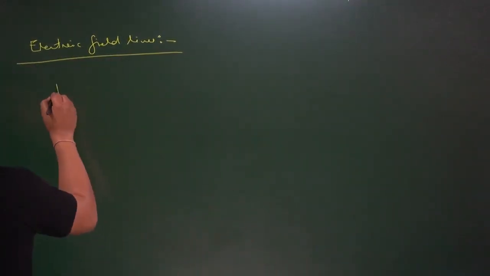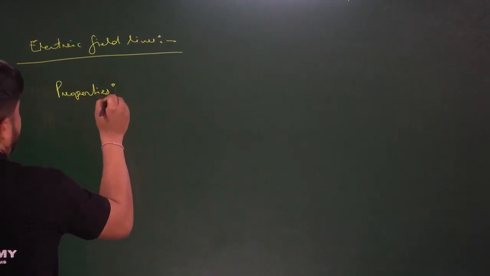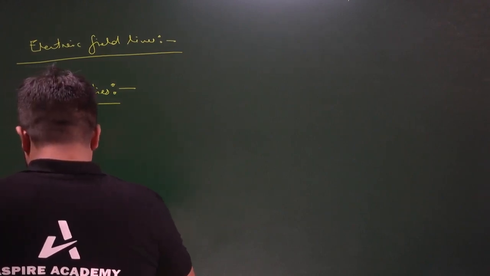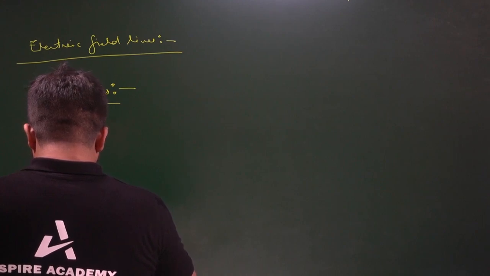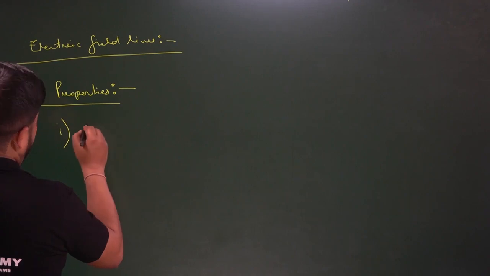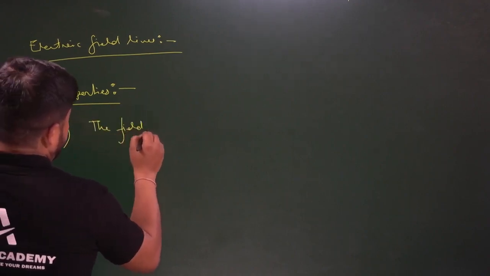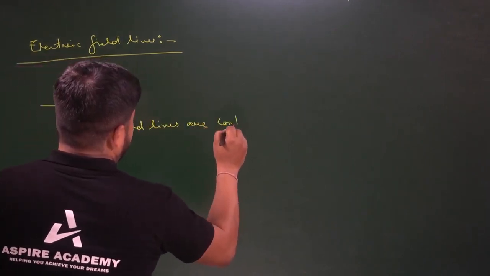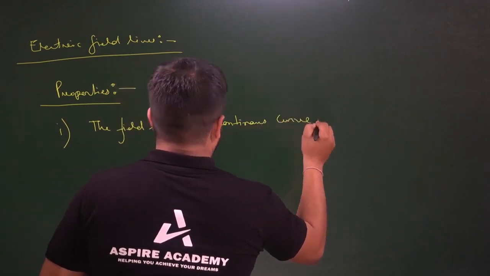Next are the properties. What are the main properties of electric field lines? The first property is that the field lines are a continuous curve. This is a continuous curve.